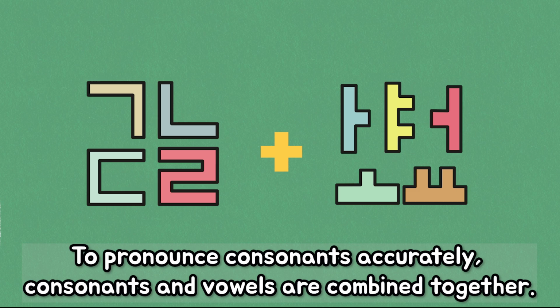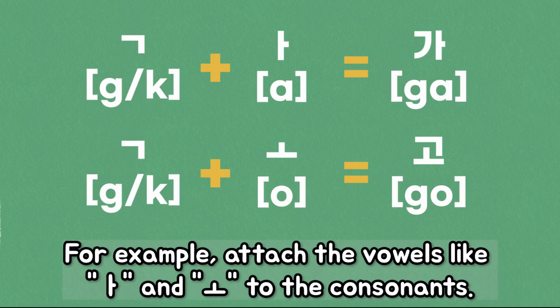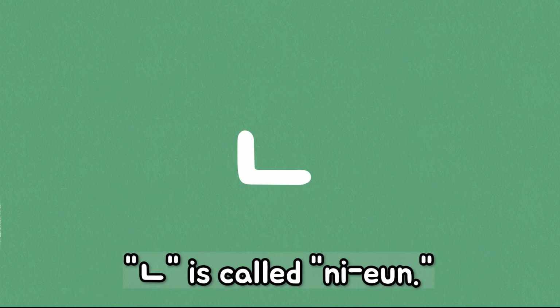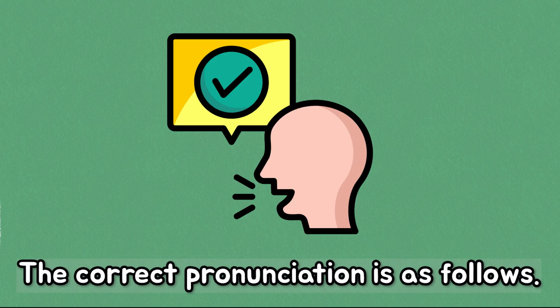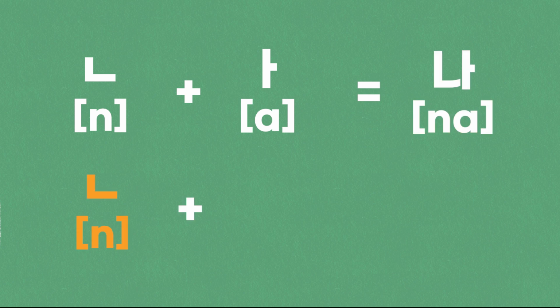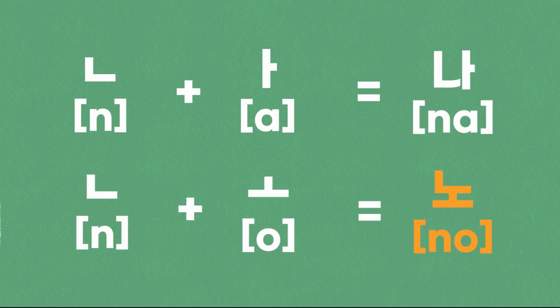To pronounce consonants accurately, consonants and vowels are combined together. For example, attach the vowels like a and o to the consonants. Nian is called nian. It is pronounced as n. The correct pronunciation is as follows. N, a, na, n, o, no.